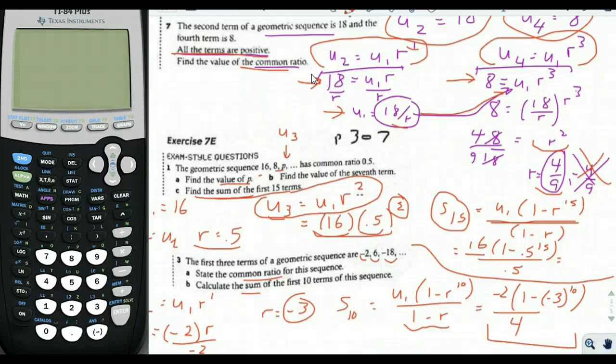U1 is 16, and then r is 0.5. So we substitute everything in here, and you just put it in your calculator and calculate it.